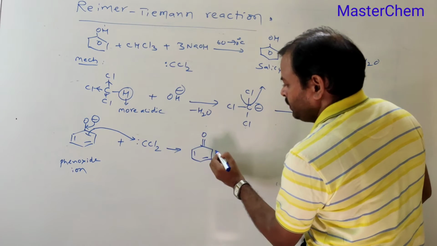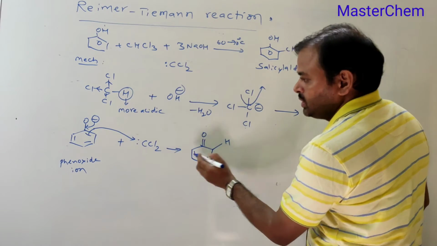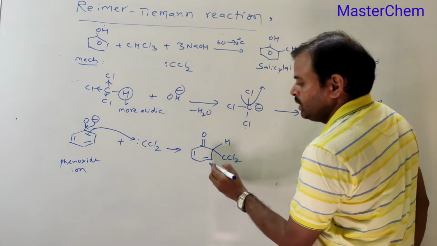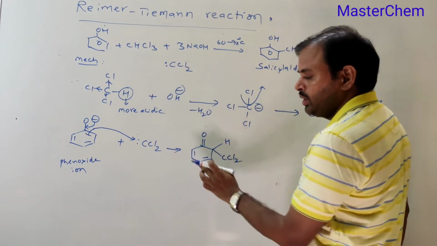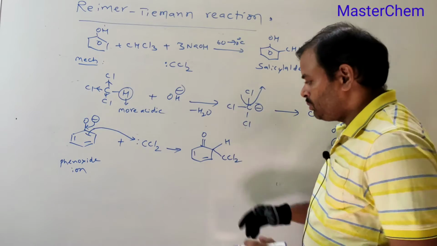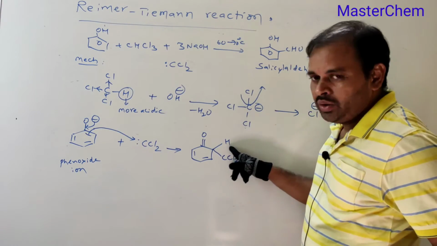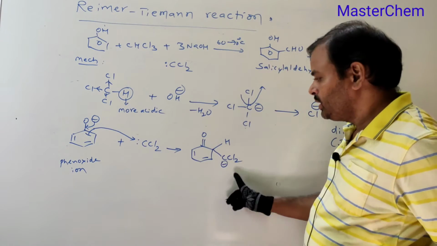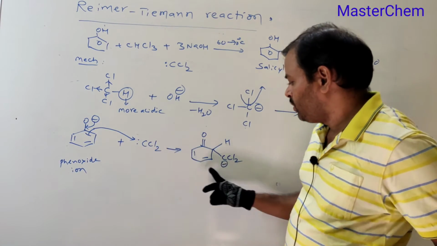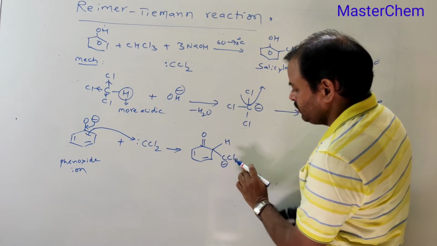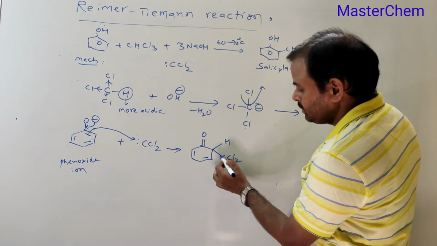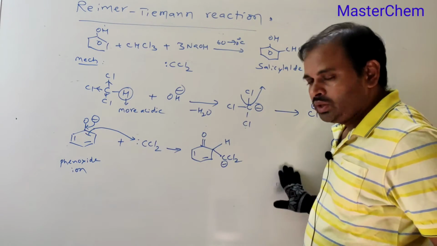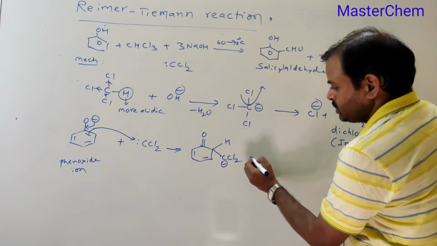Double bond O. Here already one hydrogen is there. Now CCl2, each carbon having one hydrogen. So for the mechanism, I am mentioning here hydrogen and CCl2 minus. Why is it minus? Carbon already has 4 electrons, 2 chlorines give 2 electrons, so 3 electrons, and with these 2 electrons, total 5 electrons. Due to the extra electron, carbon gets a negative charge.